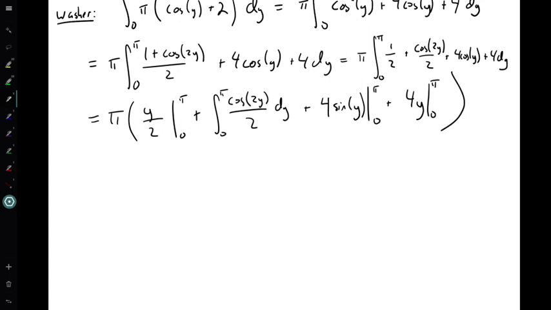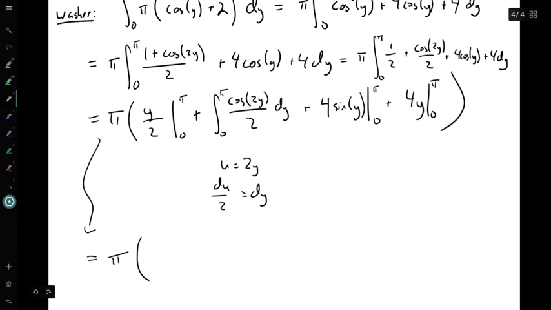So the 4th term here, if I let u equal y, I get du over 2 equals dy. And so all of this is going to work out to be, if we evaluate y over 2 at pi, that's going to be pi over 2. And then if we evaluate at 0, we get nothing, so we're subtracting 0, which isn't doing anything for us.